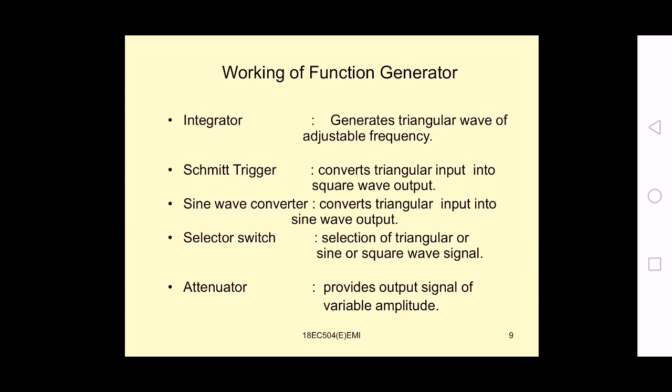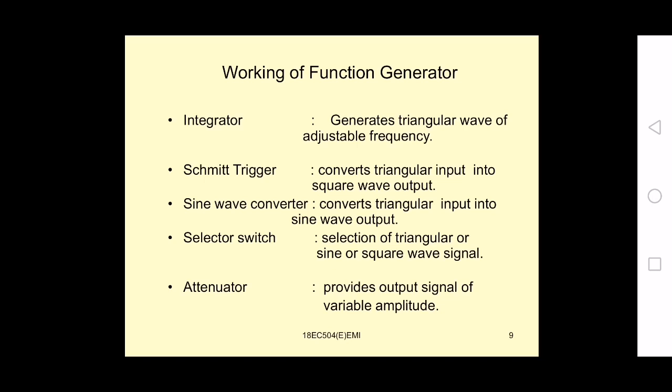So we are going for the working of function generator. It consists of the integrator, which generates the triangular waveform of adjustable frequency. The next one is Schmitt trigger, which converts the triangular waveform into the square wave output. And the next one is sine wave converter, which will convert the triangular input to the sine wave output.